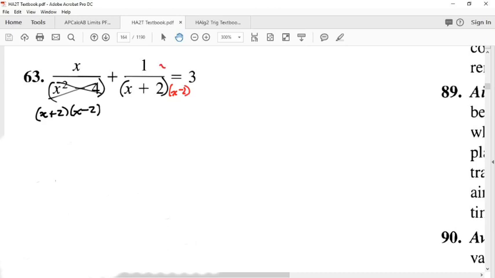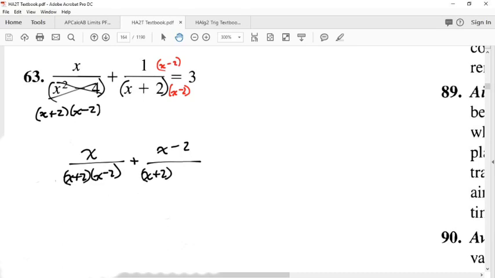And whatever I do to the bottom, I've got to do to the top. That way I'm really just multiplying by 1, which means I'm not changing anything. So I get x over x plus 2, x minus 2, plus x minus 2, because that's what you get when you multiply x minus 2 by 1, divided by x plus 2, x minus 2. And the other side has a 3. Now, there are other ways to do this. If you're thinking of something else, your way probably works.